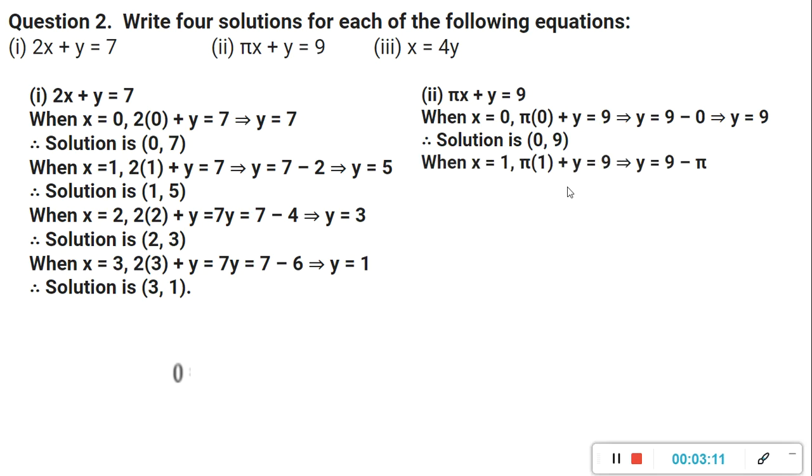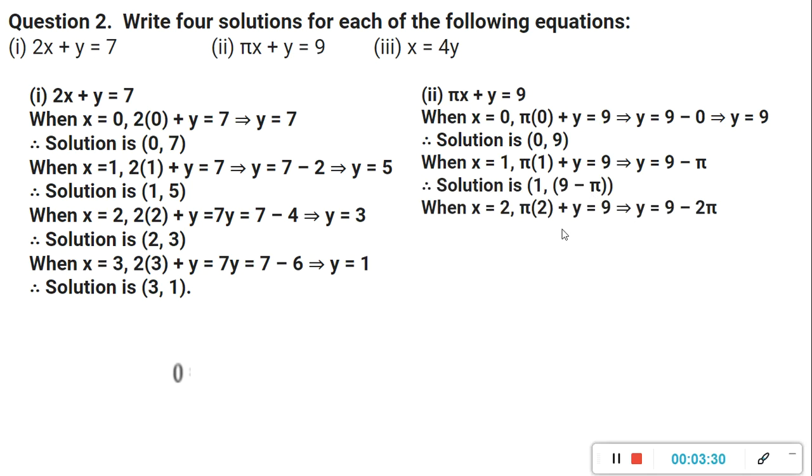If we give 1 as the value of x, then pi into 1, that means 1 pi. So 9 minus 1 pi, that means 9 minus pi, is the value of y. So here we will get the solution 1 and 9 minus pi. Okay. If we give 2, then pi into 2, that means 2 pi. So 9 minus 2 pi is the value of y. So the solution is 2 and 9 minus 2 pi.